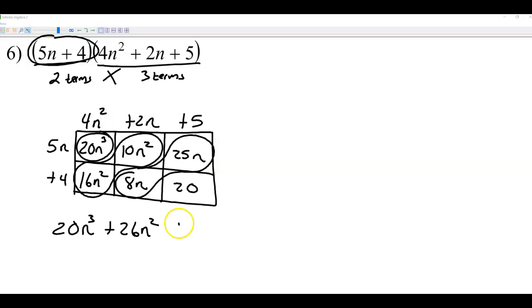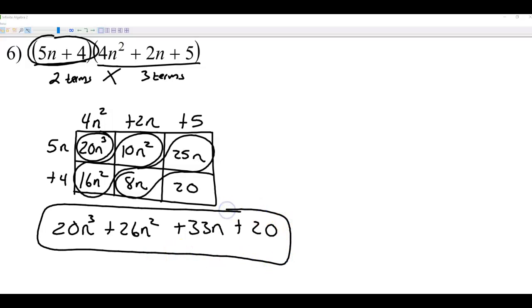Another one there, 33n. 8 and 25 makes 33. And then finally 20. All right.